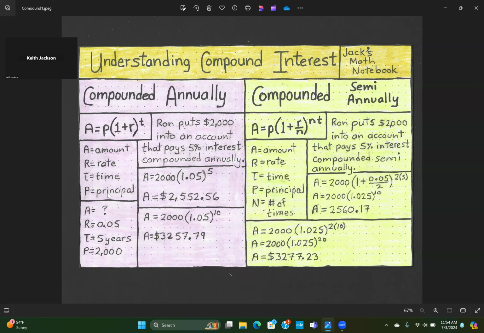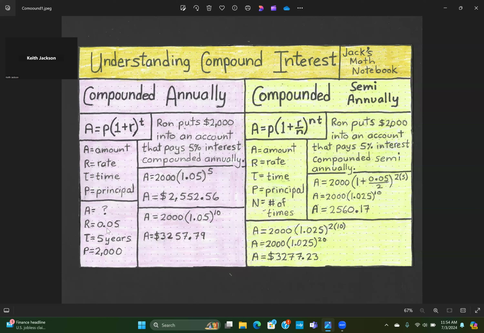So let's take a look at Ron, for example. Let's say that Ron puts $2,000 into an account that pays him 5% interest compounded annually. And so here's how it's going to work. We don't know what A is, the new amount, but we do know the rate is 5%, and we write it as a decimal as 0.05, the time is 5 years, and the principal is $2,000. And we're going to plug everything into this compounded annually formula.